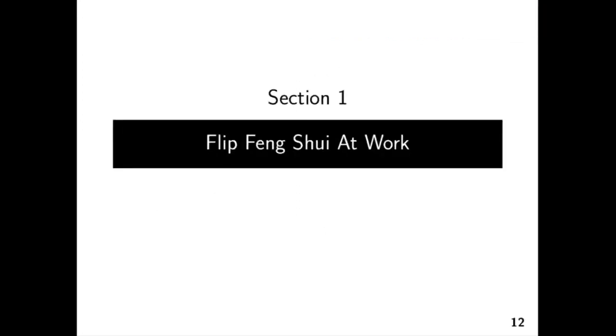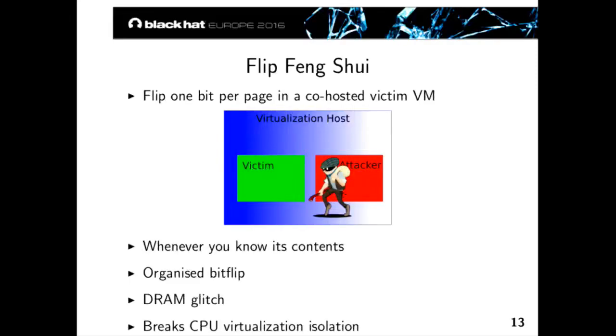Okay, number one, Flip Feng Shui at work. So let's forget about how it works for a second and tell you about what are the conditions that need to be true for it to work, and what can you do with it. Okay, so what we're assuming is that there are two VMs. One is the attacker, this is you, and one is the victim. And we're on the same machine, and we're assuming that memory deduplication is turned on in the host. And we're going to talk about that later.